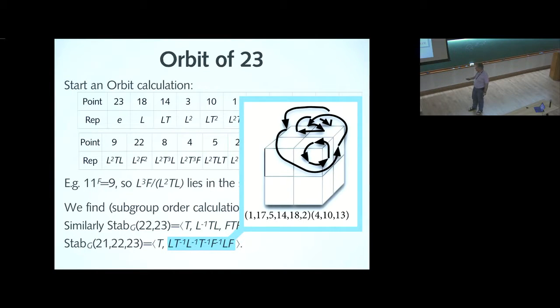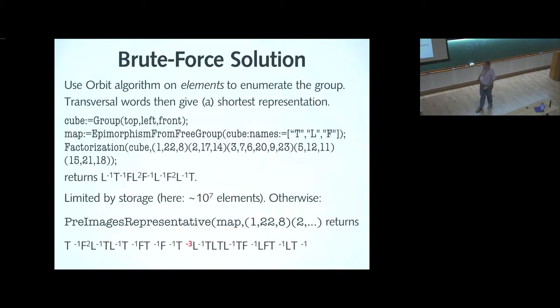How did they find them? Exactly as such Schreier generators. Well, so what we can do is we can ask GAP actually to use essentially an orbit algorithm to enumerate elements of the group and find ways to express them as words. And for the 2 by 2 by 2 Rubik's Cube, this has 10 to the 7 elements. This all fits into memory.